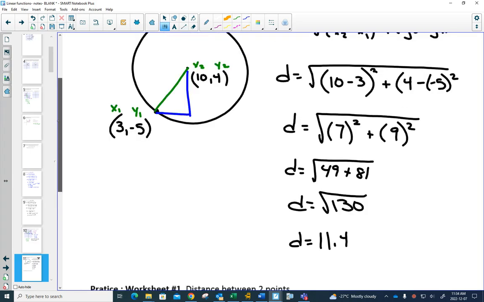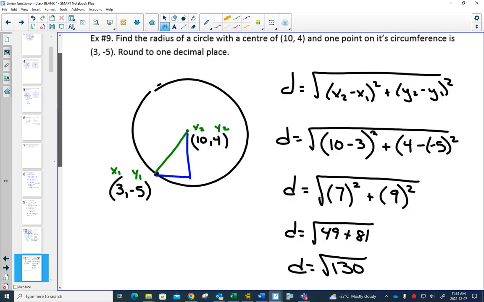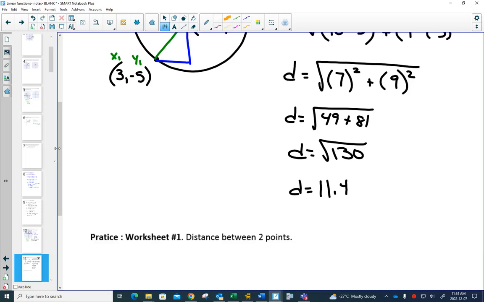Was there any units in this one? No. So would that be exact? This is the exact one, the square root of 130. The other one is an approximation.